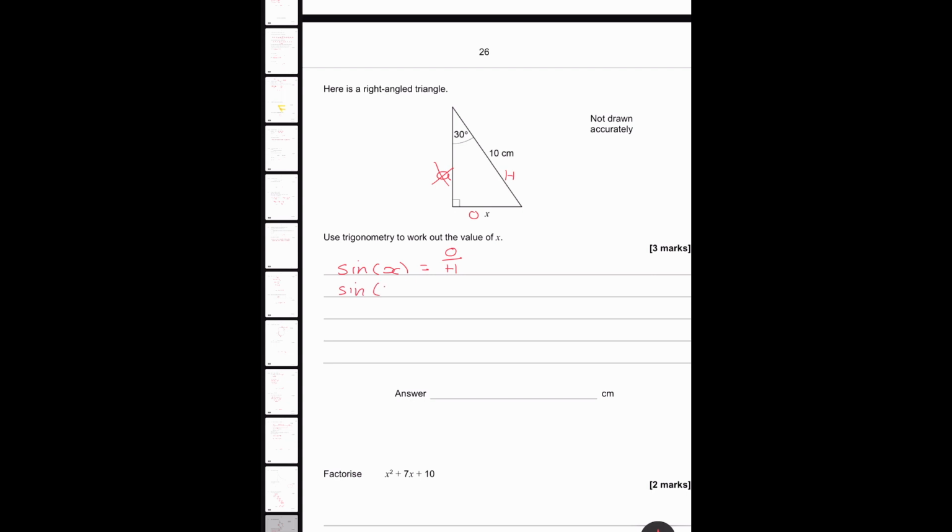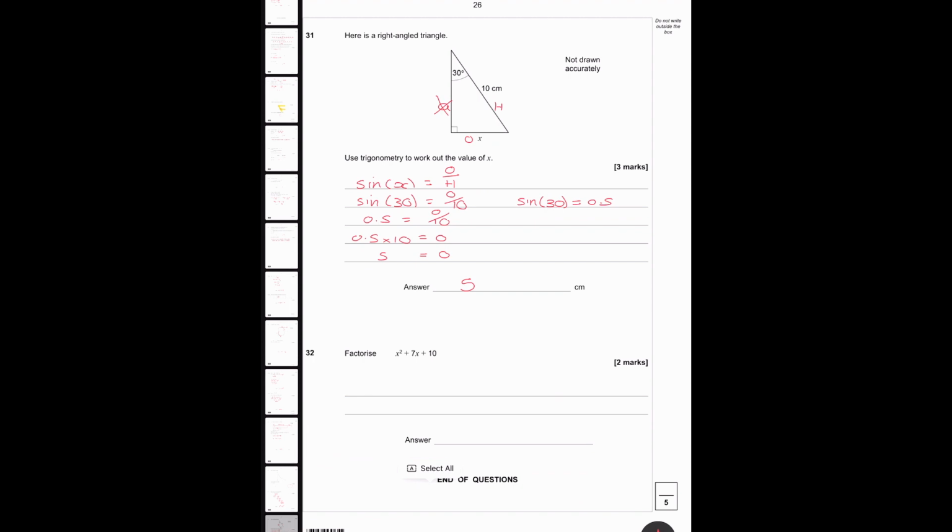This gives us sine 30 is equal to O over 10. Sine 30 is 0.5. This means we have 0.5 equals O over 10. Multiplying up by 10 gives us O equals 5. That means our missing side is 5 centimeters.